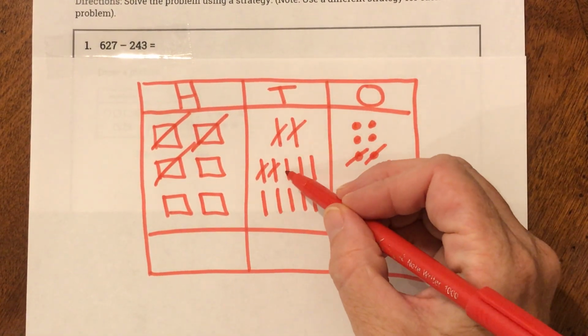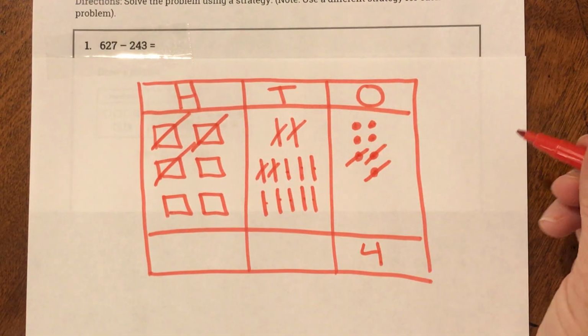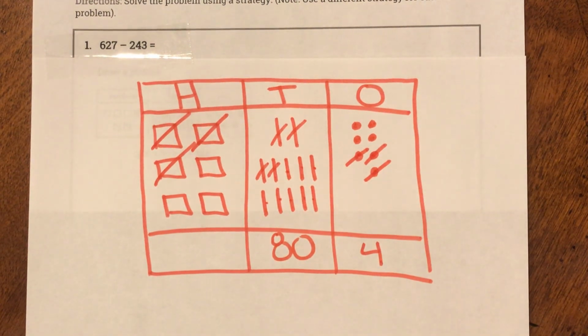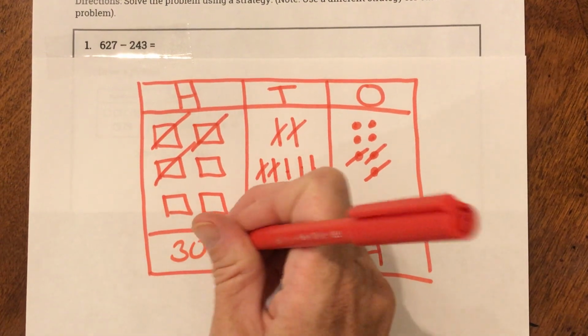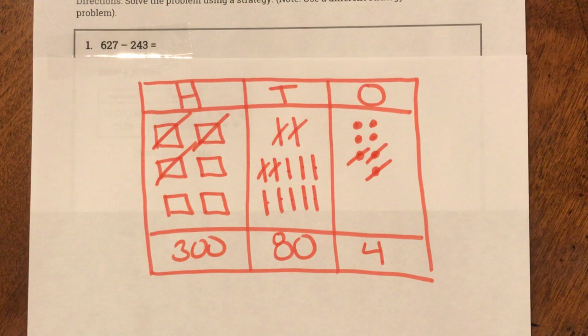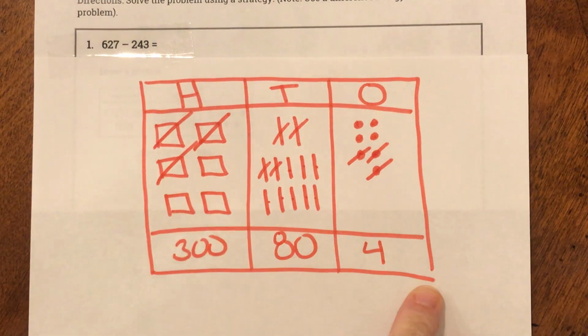I'm left with 1, 2, 3, 4, 5, 6, 7, 8 tens. So 8 tens is 80. And I'm left with 1, 2, 3 hundreds, which is 300. So that would be my draw a picture strategy. Now I'm not finished yet though, because I still need now to add up what I have.